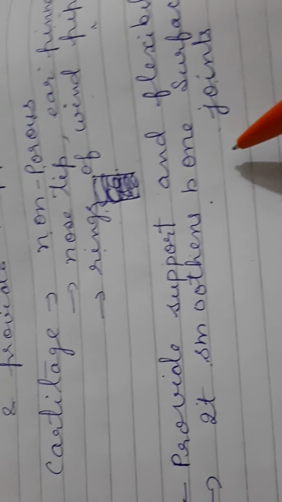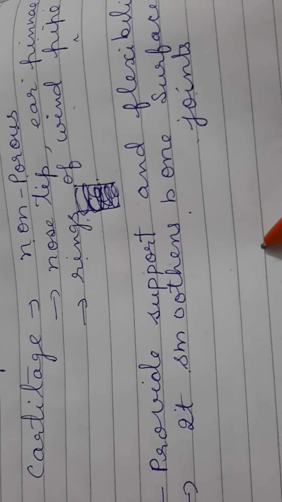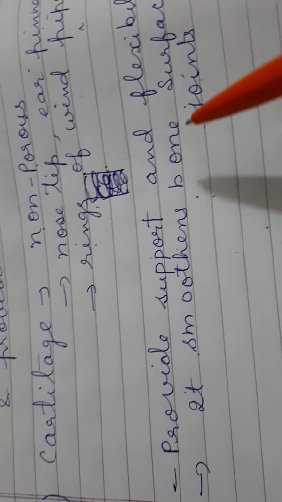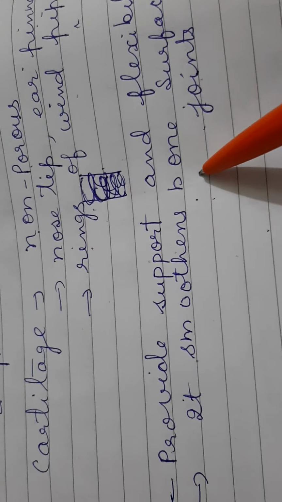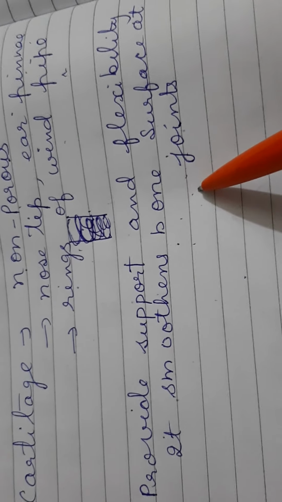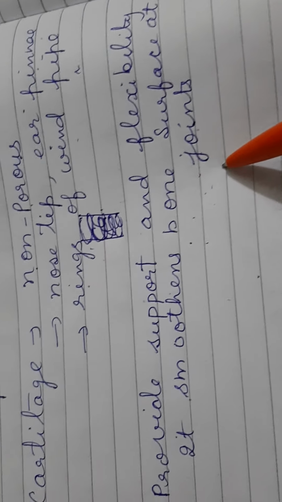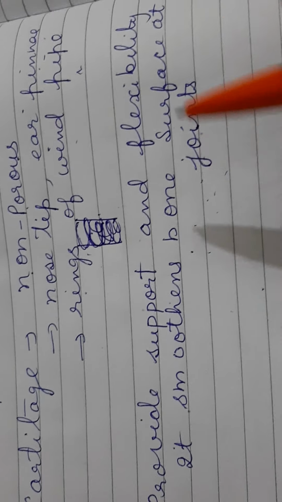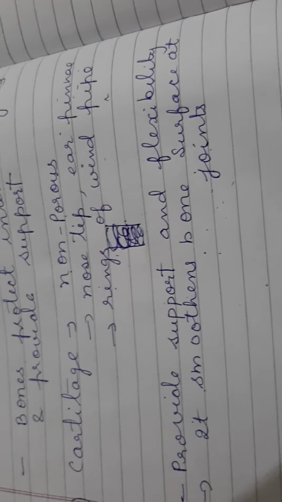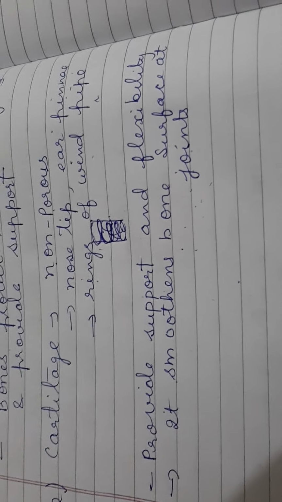Third important point, blood vessels are absent in cartilage, but in case of the bones, the blood vessels are present. Now in cartilage, the matrix is made up of protein, but in the bones, the matrix is made up of the salts of calcium and magnesium, and mainly calcium phosphate. So these are some main differences between the bones and the cartilage.